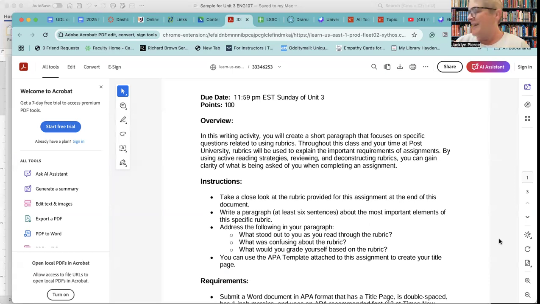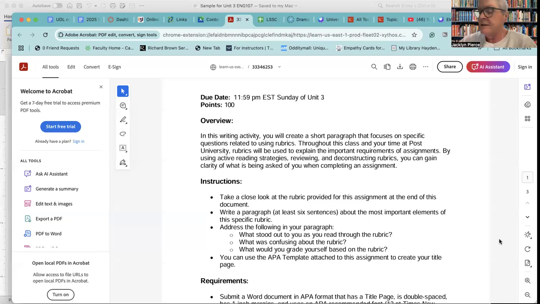Now, this one always gets tricky for people, and I don't 100% know why, but you want to actually grade yourself with the rubric. So you don't just want to say, I would give myself an A, or I would give myself a B, or I would give myself a C. Actually use the rubric, add up the points, and give yourself a real score based on that rubric. Okay. I know that's a little tricky, but I have faith that you can do it.